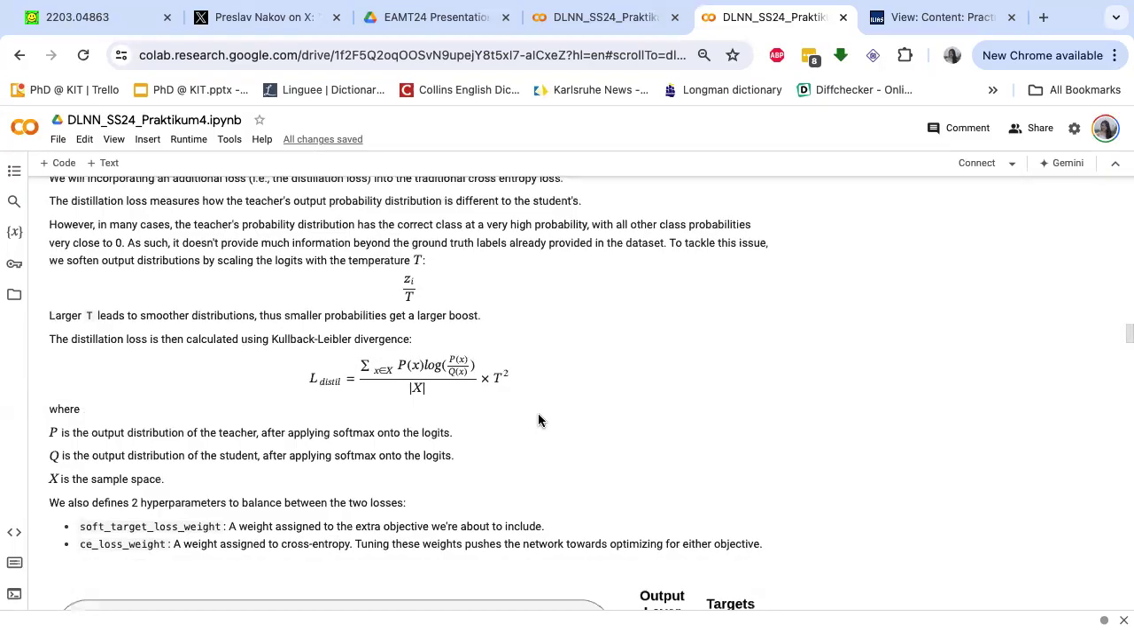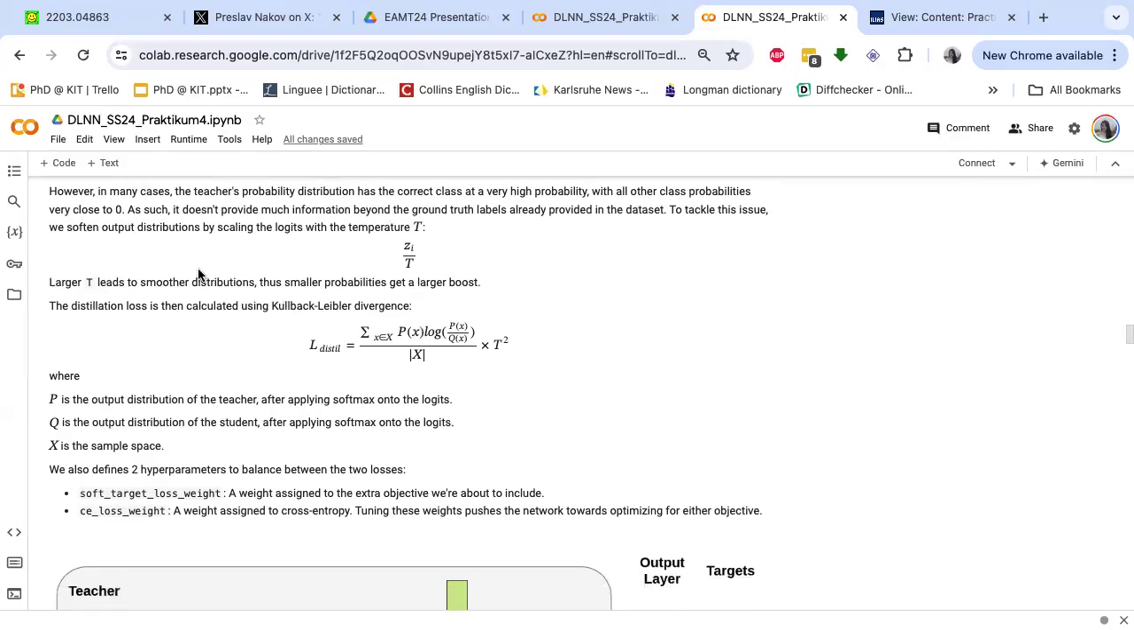So what we will do is soften the output distribution a bit by scaling the logits with a temperature T. So yes, we just divide the logits by the temperature variable T before we apply softmax onto the logits. And here a larger T would lead to smoother distributions, thus smaller probabilities would get a larger boost.